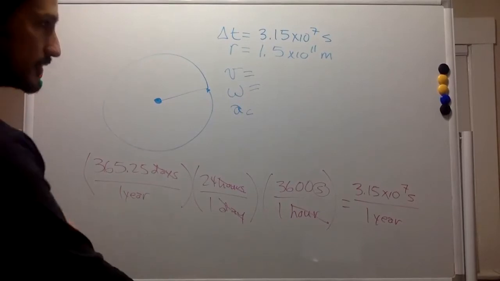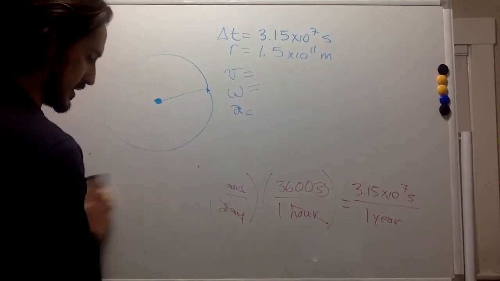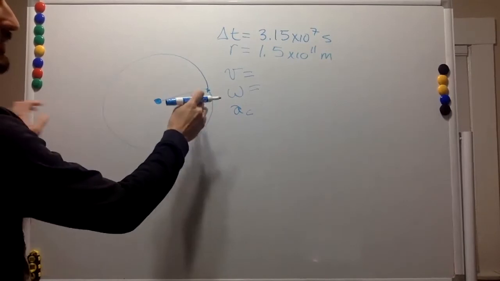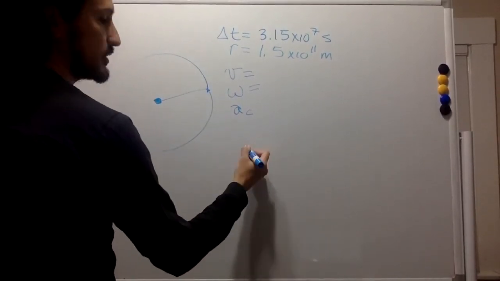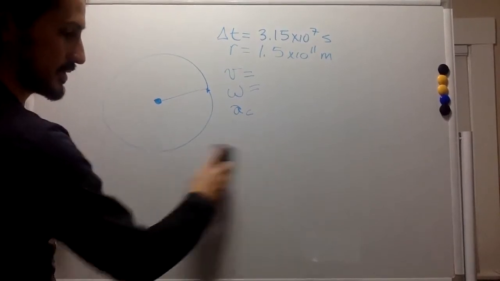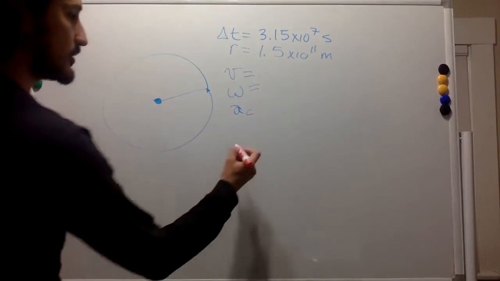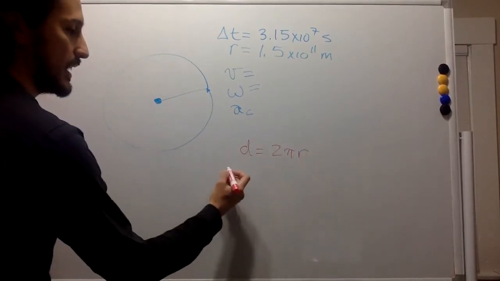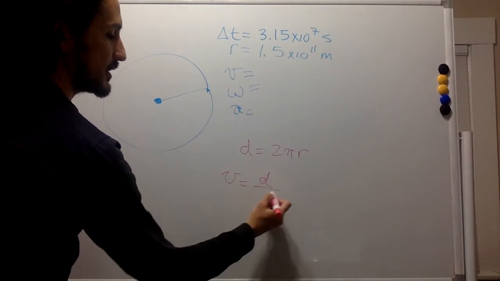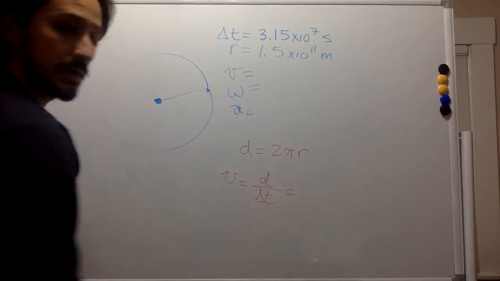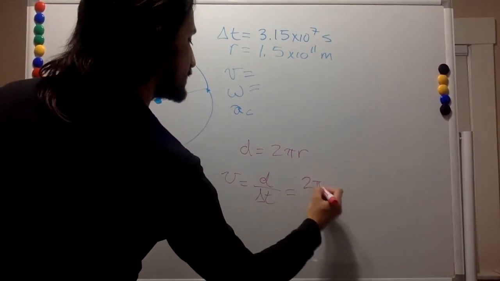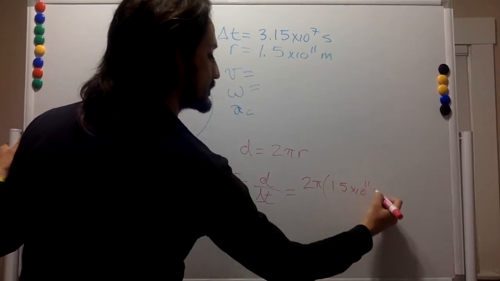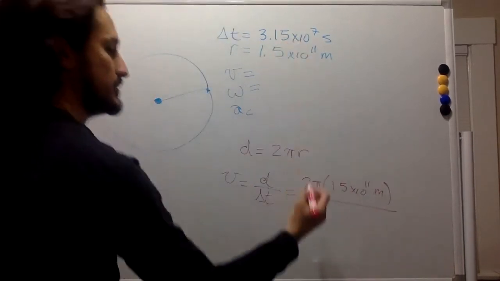So, what is the tangential velocity? Well, the circumference is going to be the total distance. Total distance, 2 pi times the radius. And the velocity is just the distance divided by time. So 2 pi times radius divided by the time.